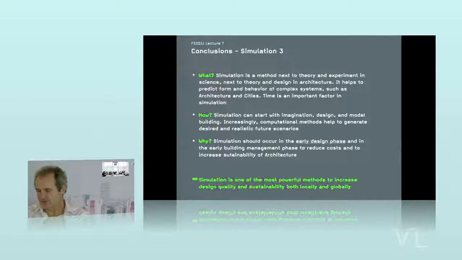And why do you use simulation? It should occur in the early design phases and in the early building management phase to reduce costs and to increase sustainability of architecture that you design and of the cities that you design. And wrapping it up, simulation, I think, is one of the most powerful methods to increase design quality and sustainability both locally and globally in the future.